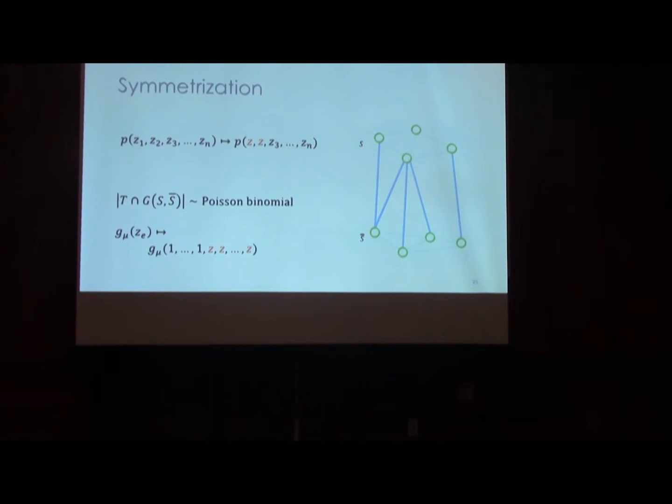Could you say the last statement one more time? So take this random variable, the number of edges of a random spanning tree in a particular cut. That is going to be distributed according to a Poisson binomial.